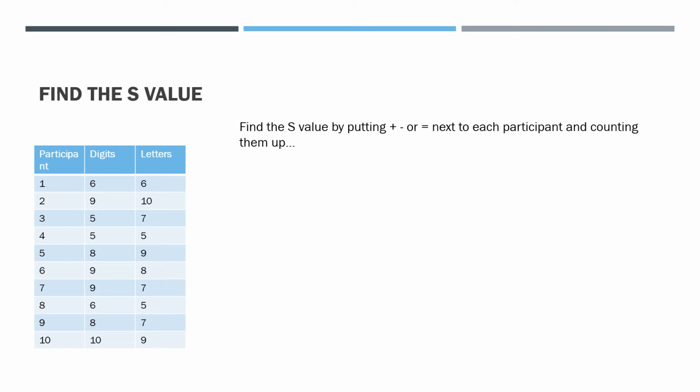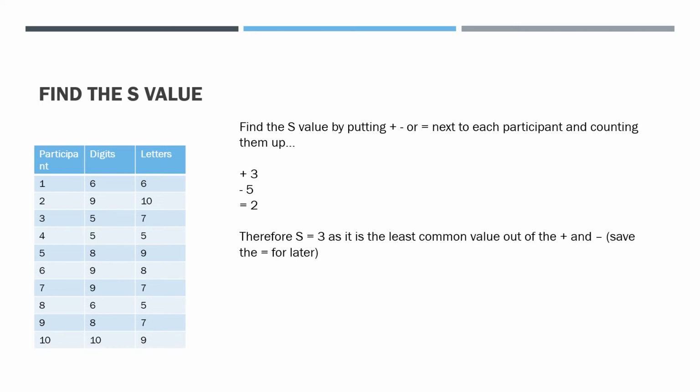So you should have found 3 pluses, 5 minuses, 2 equals. What does that make our S then? Our S is always the smallest out of the pluses and the minuses. So here, even though 2 is the lowest, that's the equals. We ignore that for now. We're only thinking about the pluses and the minuses here.